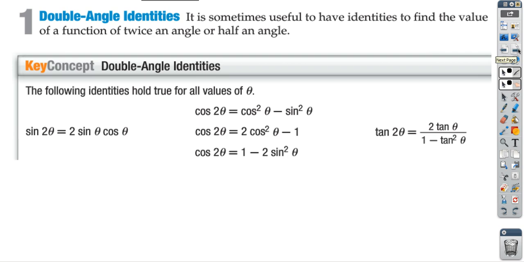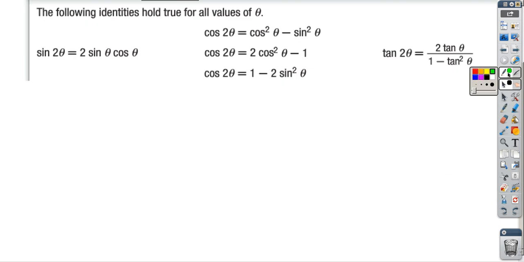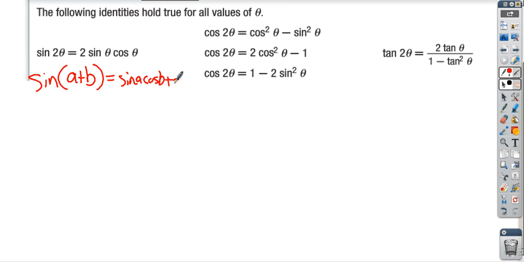Okay, so these are the double angle identities, and if you're wondering where they come from, these are based on the prior section, where we talked about the sum and difference identities. I'll just show you where sine and cosine come from. You may remember from the last section, this was the identity for sine for adding angles. It turned out to be sine of the first cosine of the second plus sine of the second cosine of the first. So now let's apply that to sine of 2 theta.